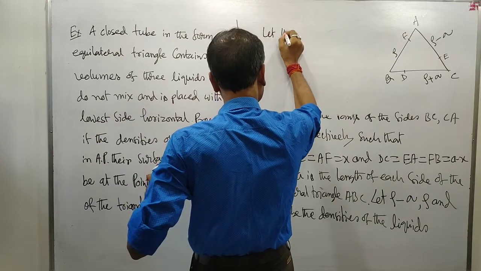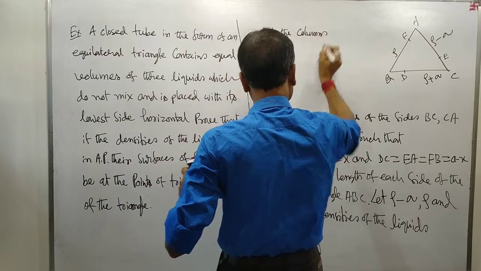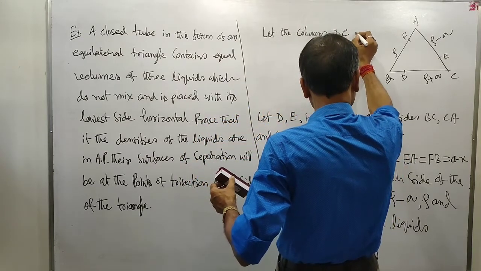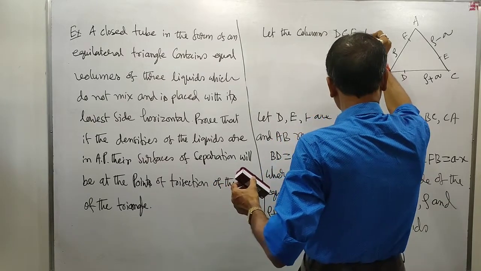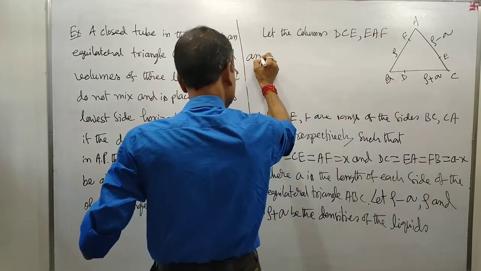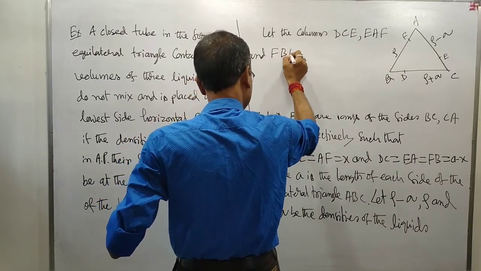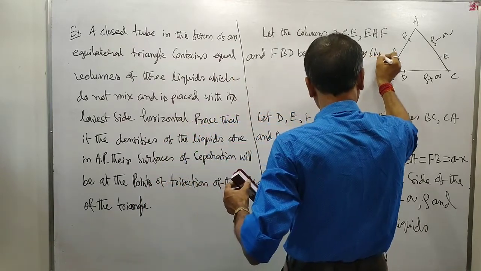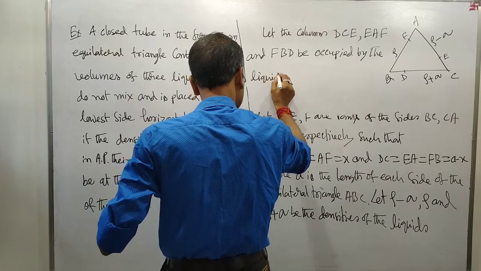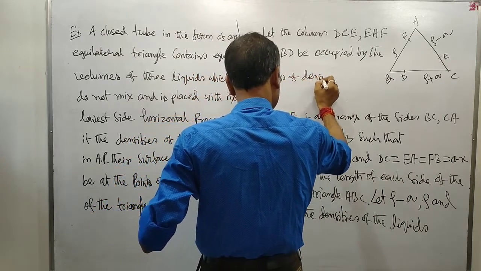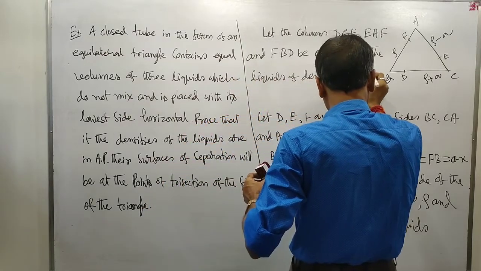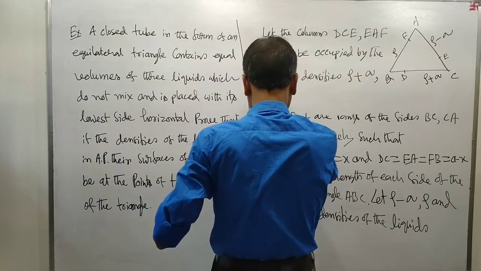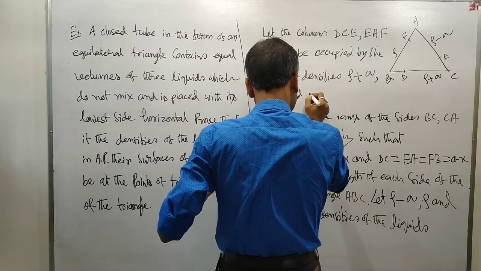Let the columns DCE, EAF and FBD be occupied by the liquids of densities rho plus sigma, rho minus sigma and rho respectively.